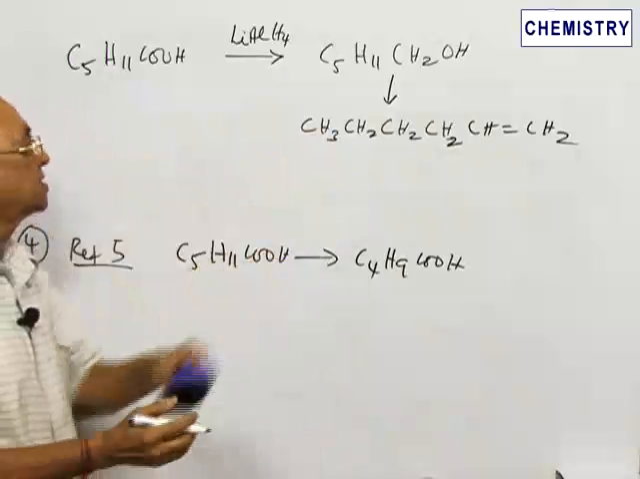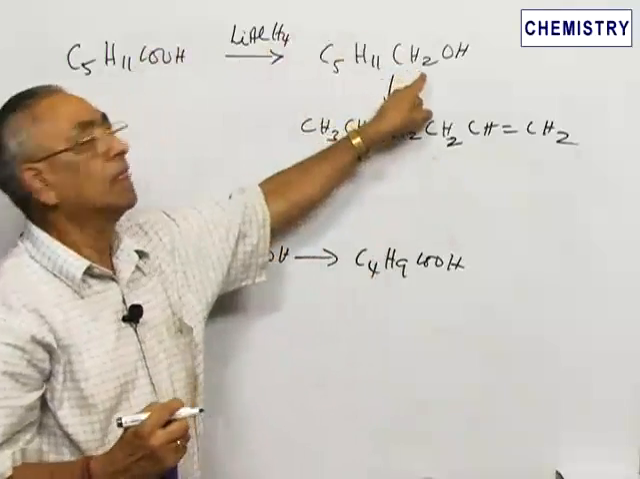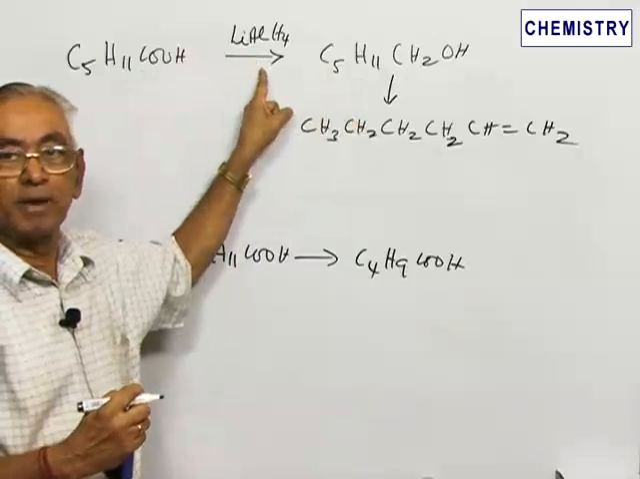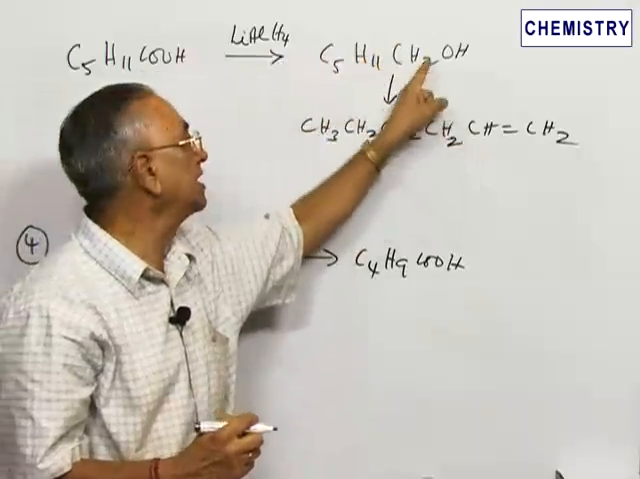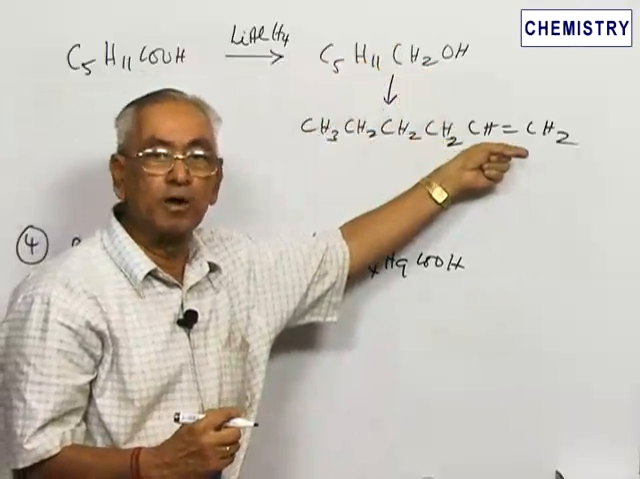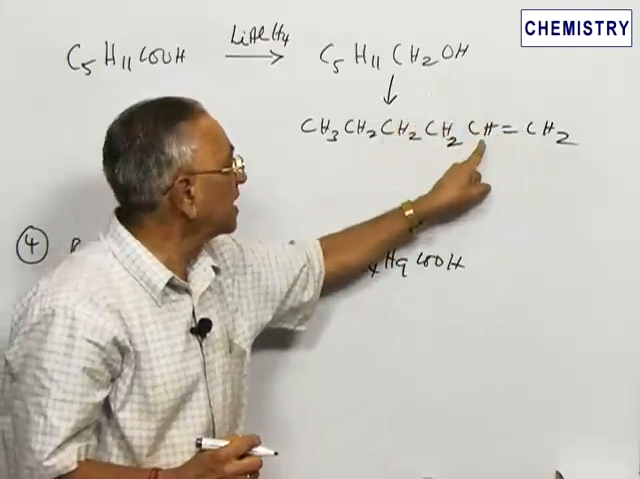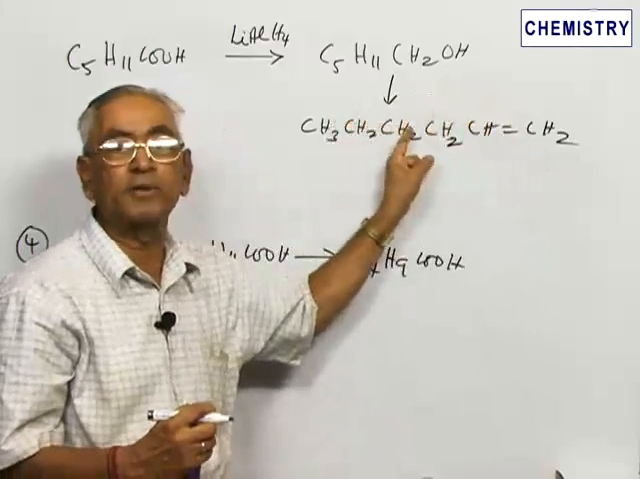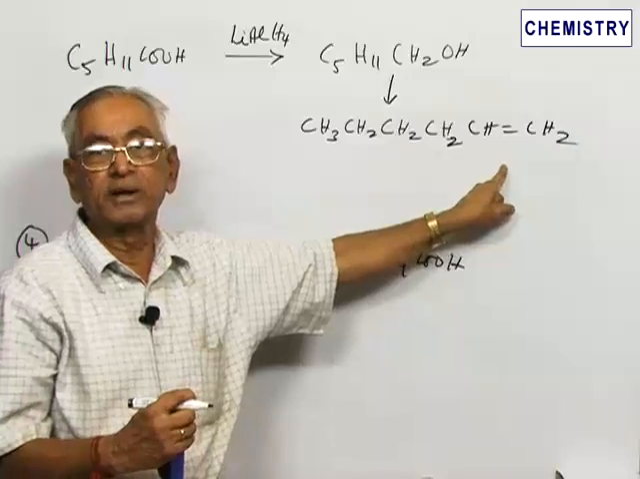In other words, we have converted an acid to an olefin through an alcohol. Alcohol is obtained from the acid by means of lithium aluminum hydride reduction. This alcohol that is obtained, being a terminal alcohol, will give a terminal olefin according to Saytzeff's rule. There is no other choice. If the alcohol group is here, this can give rise to a terminal olefin as a minor product and an internal olefin as a major product. But this is the major product or the only product that is obtained in this particular case.